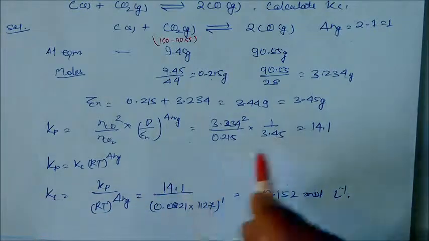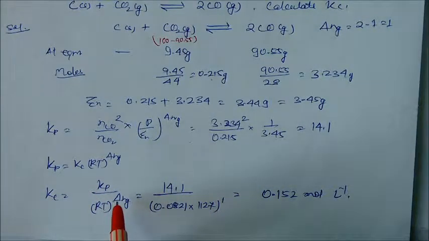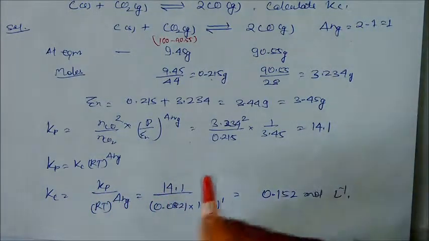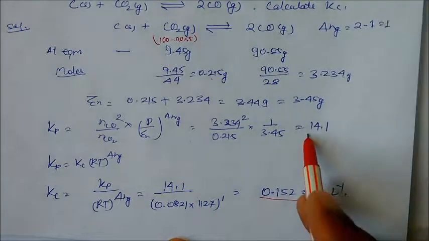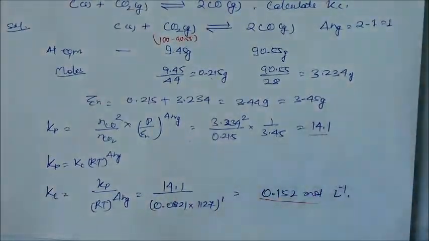Now we have to find Kc. To find the Kc, Kp by RT to the power delta N. Kp is given here as 14.1, and RT uses the temperature 1127 Kelvin, and delta Ng is again 1. So on solving you get Kc also. So we got Kc, and we got Kp also. So we got 2 answers from these questions.